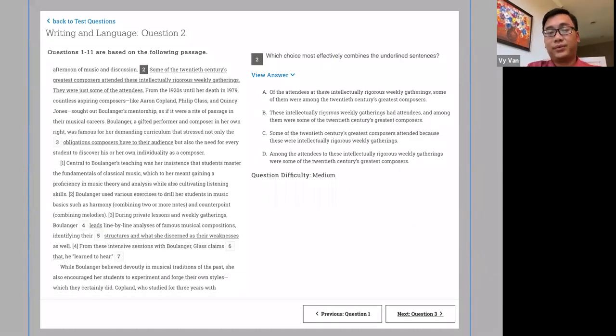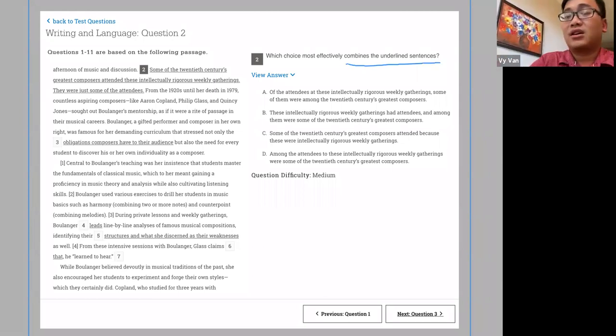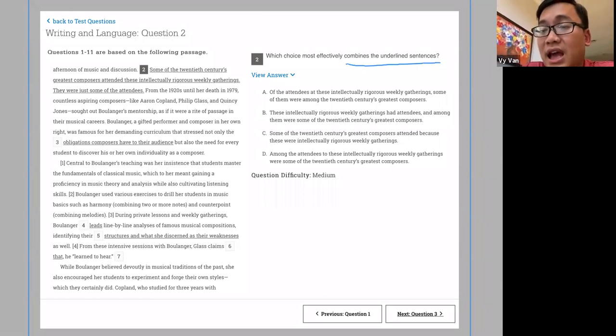Question 2. This is a combined sentences type of question. What do they test you on in this type of question? They test you on concision. That means how do you write a sentence in the shortest way?